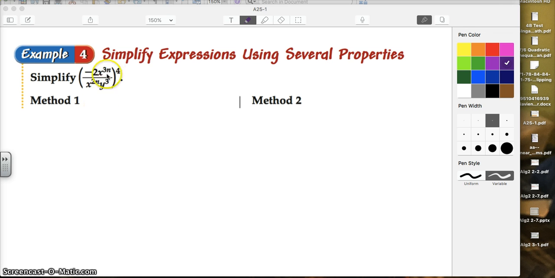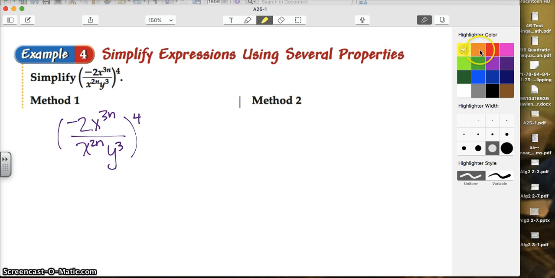it might not be identical to what they did in the text, is to simplify what's going on inside and then deal with this 4 on the outside. And so we know that this 4 is going to have an effect on everything, but let's simplify what's going on inside. So we have this confusing looking expression, but we can handle it. We see that we've got the same base here with this x value. So I'm going to just highlight that.